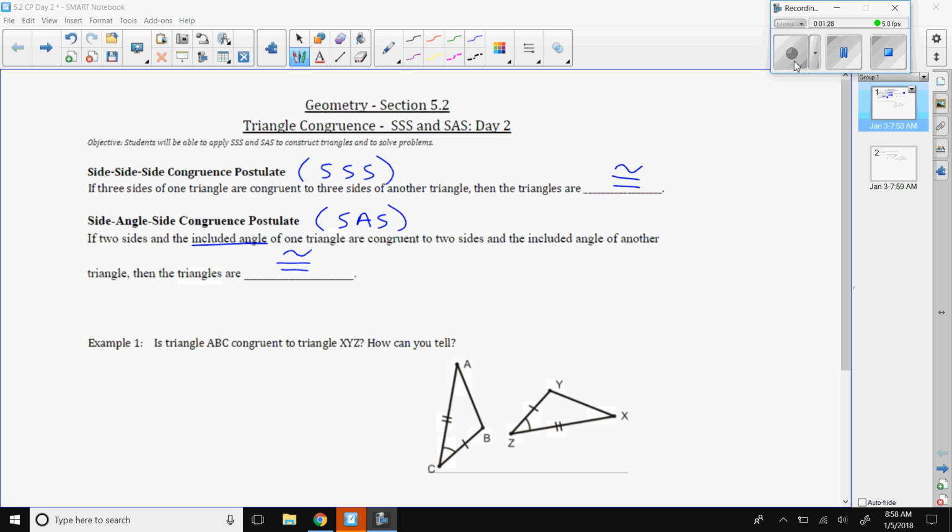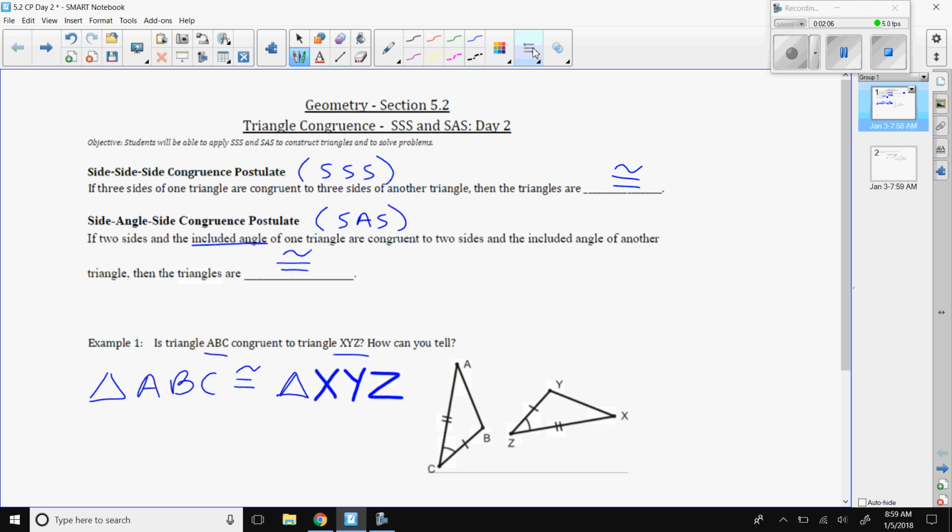So in example 1, is triangle ABC congruent to triangle XYZ, and how can you tell? Okay, it's important to notice how these are written. So what they're asking is, can we say triangle ABC is congruent to triangle XYZ? Okay, is that something that we can say? Can we say that triangle ABC is congruent to triangle XYZ?